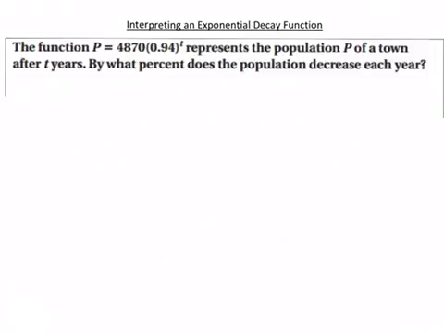Now we're going to start interpreting these functions. This function that we're given represents the population of a town after a certain amount of years. And all they're asking for is what percent the population decreases every year. So what we're going to specifically look at is this 0.94. This is our decay model. So inside the parentheses, originally in our function, it's 1 minus our rate. So if all of that math was completed and we received 0.94, we need to know what our rate is. So let's solve for r.